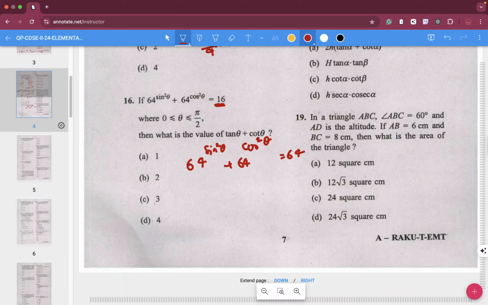These types of questions are best solved with logic, so we will be applying our logic. In this kind of question it is highly likely that these two terms are symmetric. Sorry, the right side is 16, not 64. So if these two are symmetric, then 64 raised to the power sine square theta should be equal to 8, and this one should also be equal to 8.